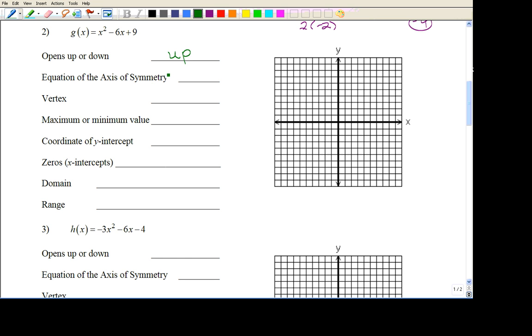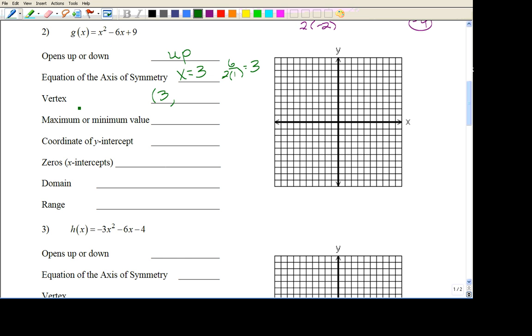The equation for the axis of symmetry is x equals negative b over 2a. So negative of negative 6 is positive 6 over 2 times a, which is 1. So 6 divided by 2 is 3. So the equation for the axis of symmetry is x equals 3. That means that the x value for the vertex is also 3.